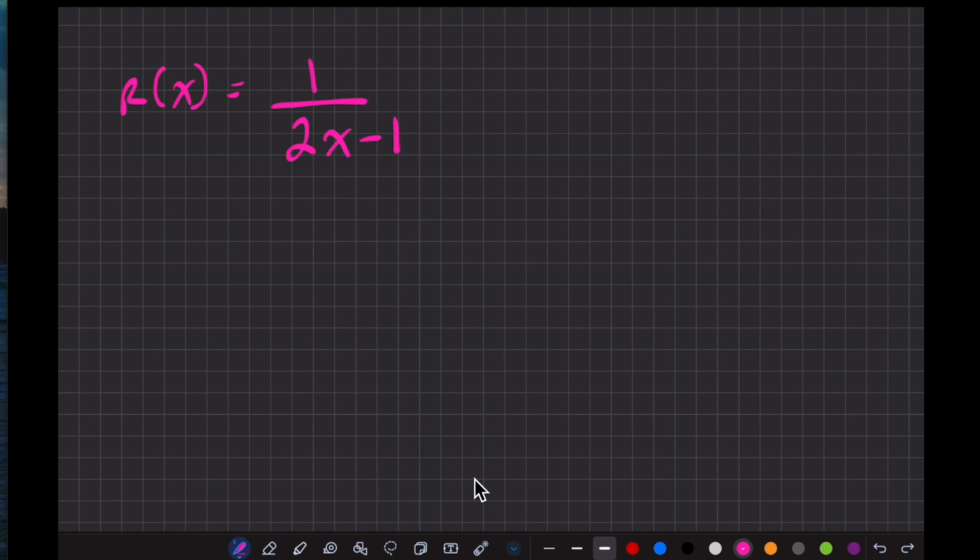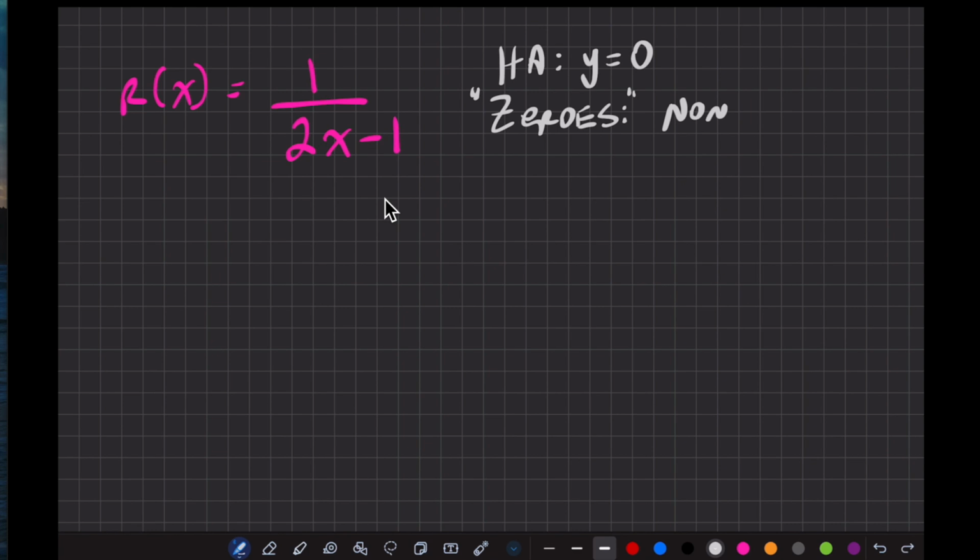Okay, first thing we notice is that this is bottom heavy. When a rational function is bottom heavy, it's going to have a horizontal asymptote at y equals 0. The next thing we know is when you look at where this function will cross the x-axis, the so-called zeros, there are none. The only way for a rational function to be 0 is if the numerator is 0. We have a constant up here, so there's no way that this rational function will ever be crossing the x-axis. This y value will never be 0.